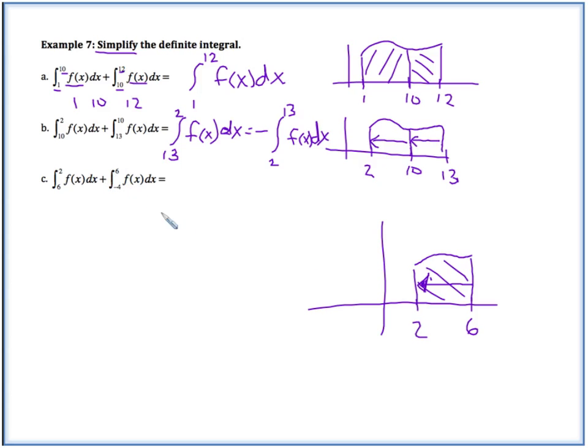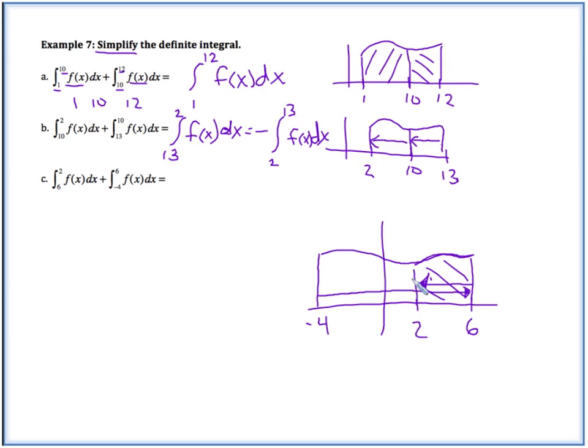And then the next one goes from negative 4 to 6. So here's negative 4 to 6. So I'm going to draw f of x. Okay, and so negative 4 to 6 is going to go all the way from here on over.